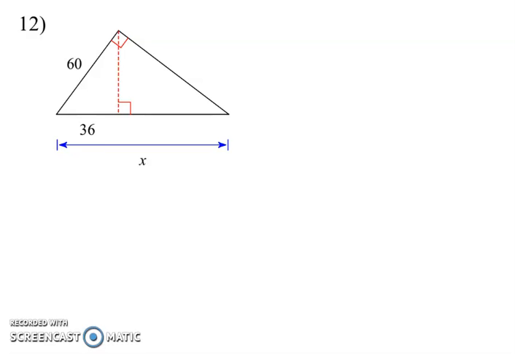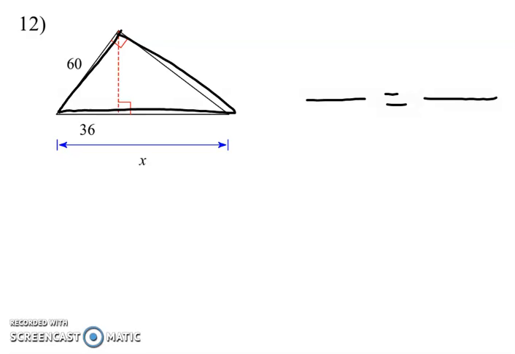In number 12, we are going to use a proportion to solve for a missing part. That proportion is made up of setting two ratios equal to one another. Those ratios come from side lengths of triangles. We obviously have one large triangle here, but because of this line, this altitude, it splits it off into another small triangle there, and then a medium triangle over here on this side.